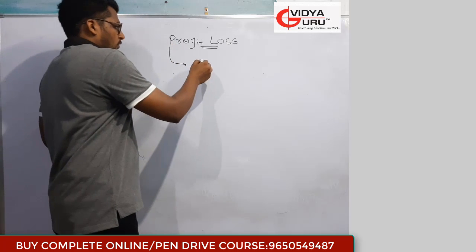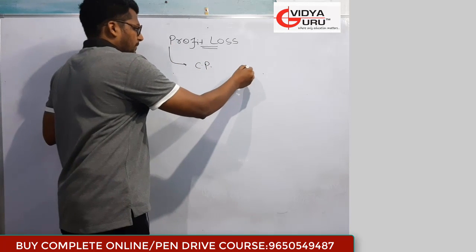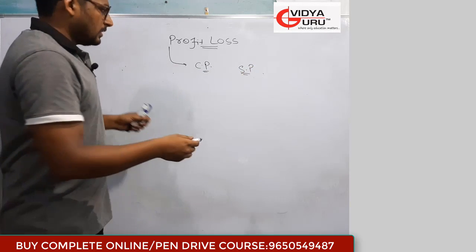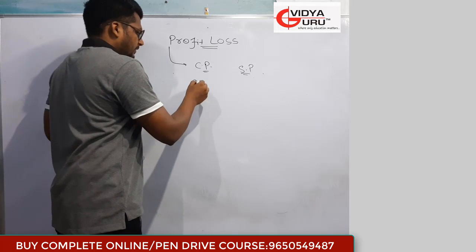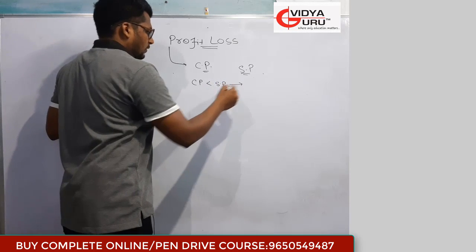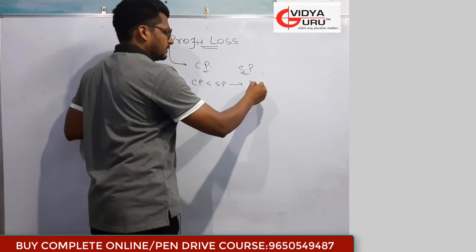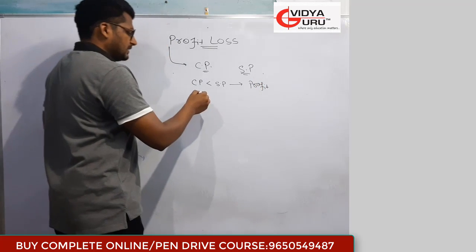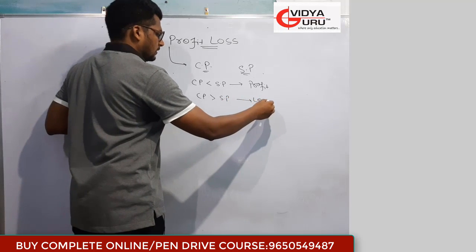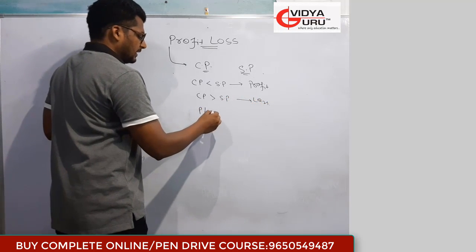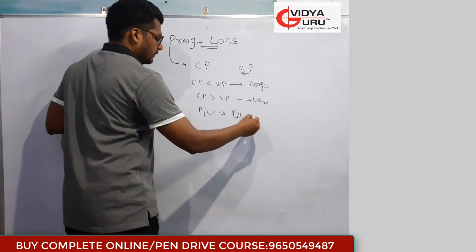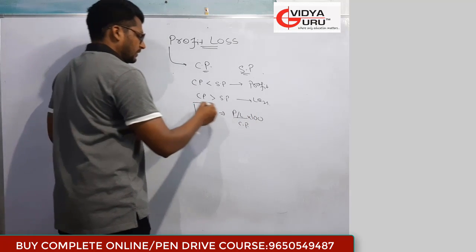There are two things, CP and SP. The CP is called cost price and SP is called selling price. If CP is less than SP, or SP is greater than CP, there is profit, and if CP is greater than SP, then there is loss. And profit or loss percentage both are calculated on CP. For percentage, we will multiply it with 100.